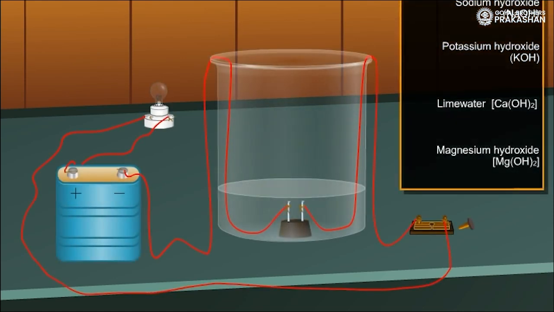Repeat the same activity with the following soluble bases, alkali solutions: sodium hydroxide NaOH, potassium hydroxide KOH, lime water Ca(OH)2 and magnesium hydroxide Mg(OH)2. You observe that the bulb glows in each case. Now, glowing of the electric bulb suggests that there is a flow of electric current in alkaline solutions. As we know that the electric current in a solution can be carried by ions, the common anion present in all alkalis is the hydroxyl ion OH-(aq). It is the hydroxyl ion OH-(aq) which is responsible for alkaline properties.